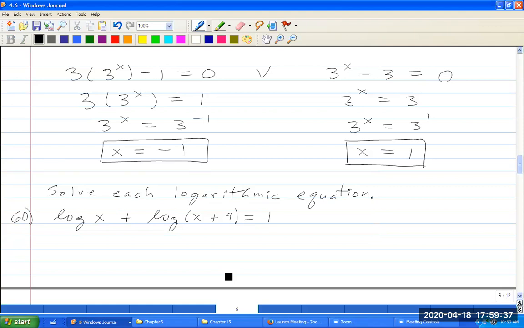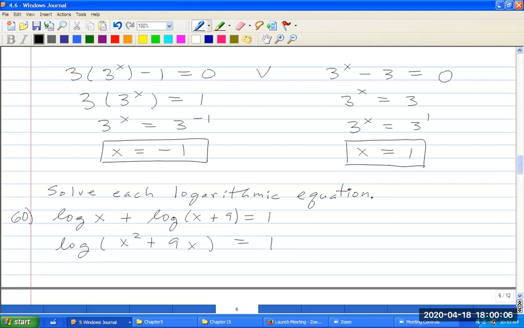Solve each logarithmic equation. Log x plus log of x plus 9 is equal to 1. So let me use the property of logarithms. The sum of logs is the same as the log of their product. And so this is log of x times x plus 9. So let's multiply the x inside the parentheses. So we get log of x squared plus 9x is equal to 1.